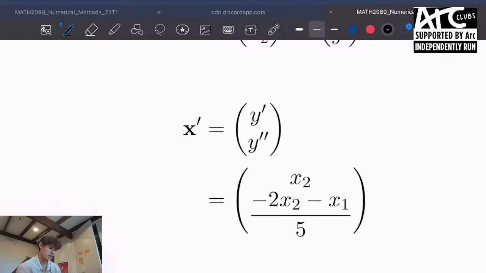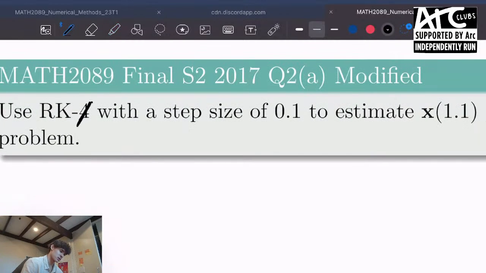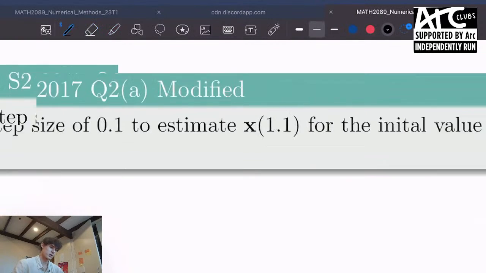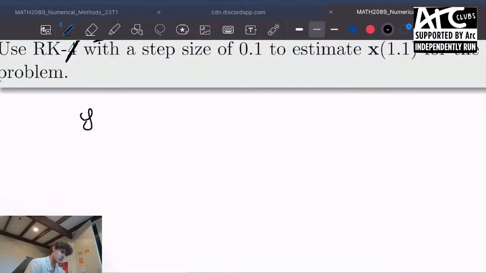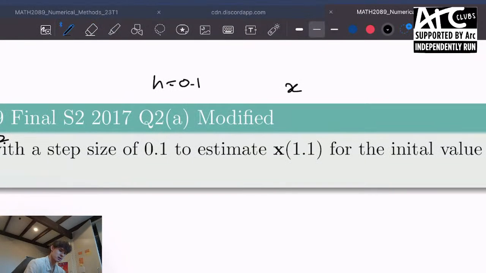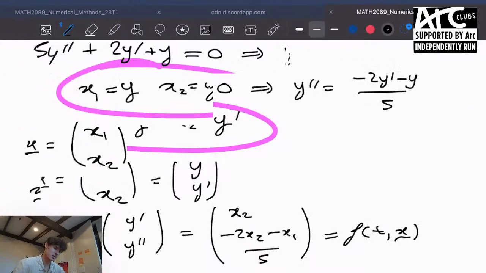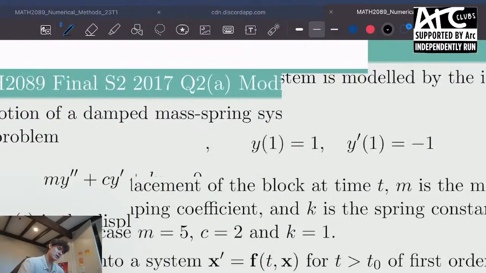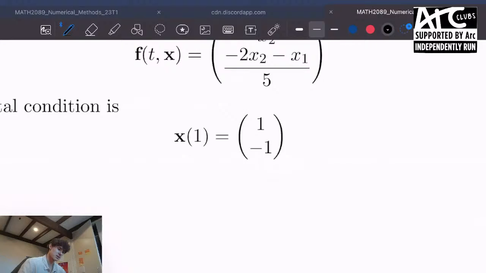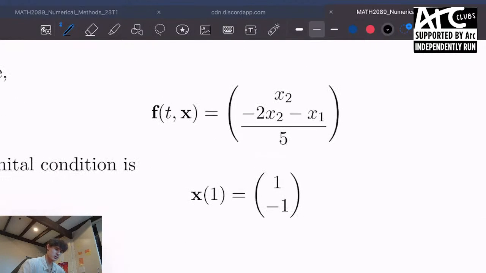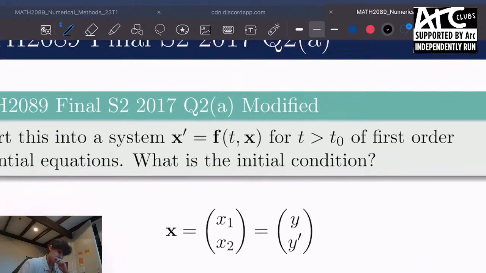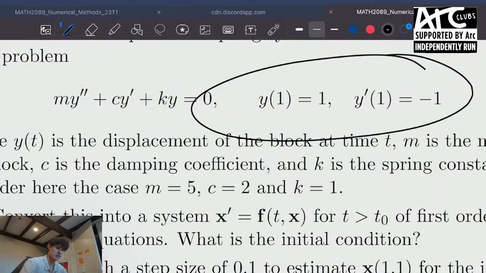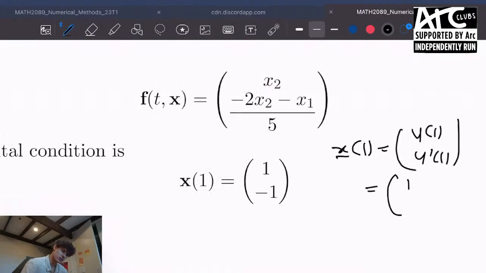Now, if we wanted to use Runge-Kutta, let's say Runge-Kutta 2, just to make this easier, with a step size of 0.1, we know that h equals 0.1, and we only want to do one iteration, because we're starting from 1. Sorry, I forgot to write the initial condition. You can see that our initial conditions are in terms of 1. So the initial condition of this system is x of 1 equals 1, negative 1. The reason is that x of 1 equals y of 1, y dash of 1, and we have expressions for y of 1 and y dash of 1 coming from our initial conditions. So we're going to get 1, negative 1.